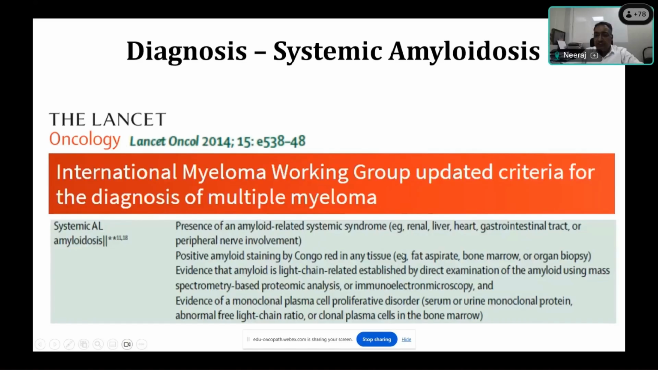Usually, in such cases, the bone marrow aspirate helps you pick up the amorphous material, or the biopsy or the fat biopsy, where you are able to demonstrate the amorphous material in the thickened blood vessels. And using Congo red or additional stains like thioflavin T, you are able to pick up the amorphous material, which shows apple green birefringence, which helps you confirm that what you're dealing with is the amyloid material.